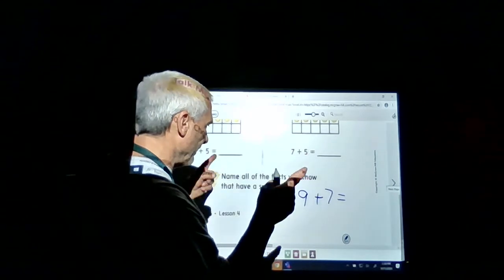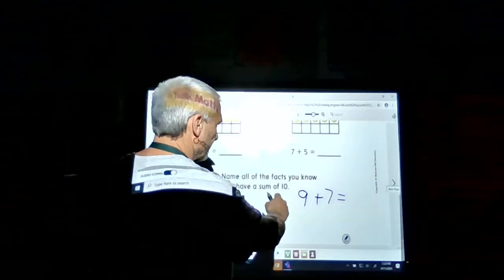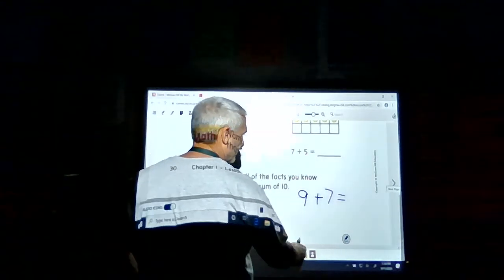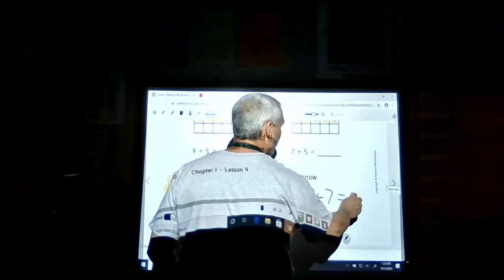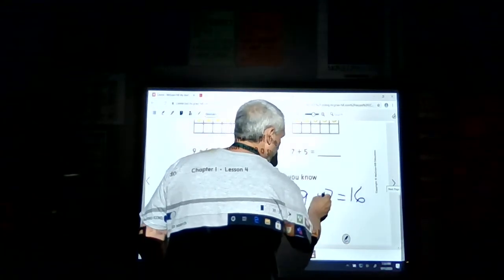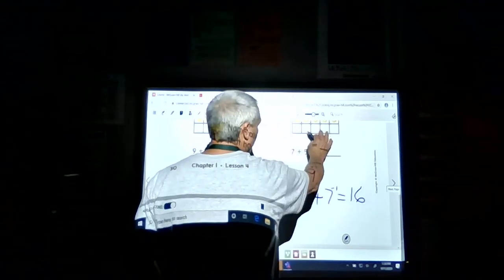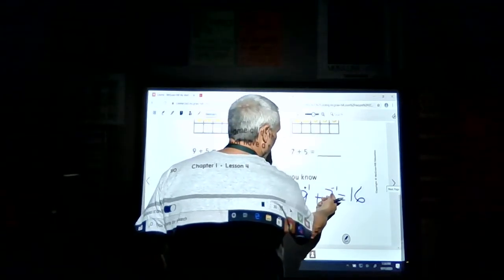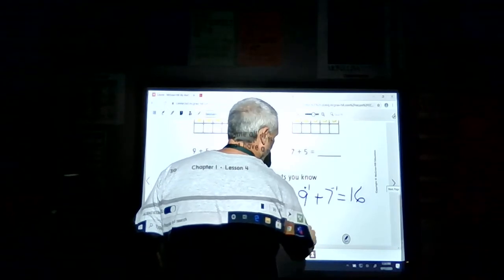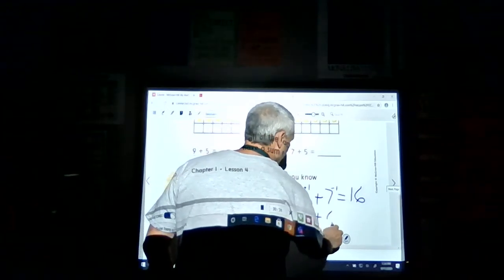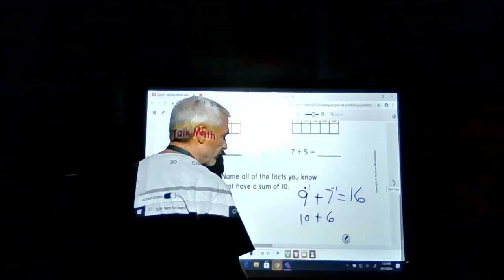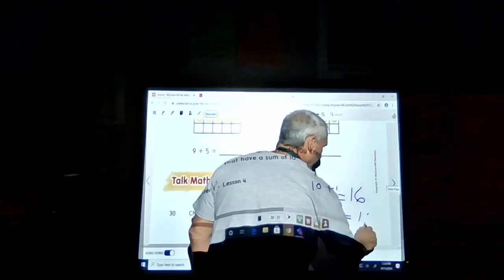If I get good at it, I can do it in my head. I can see that. 10 plus 6, 16. 9 plus 7, 16. Minus 1 here and plus it on this side. So you have 9 red, you'd slide one of the yellows to make a 10, and you'd have 6 yellows left. 16.